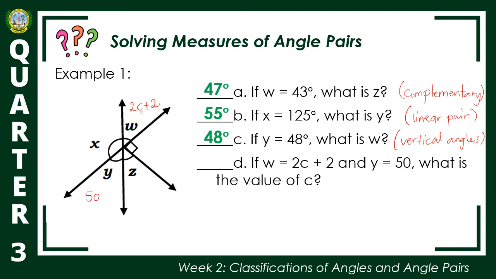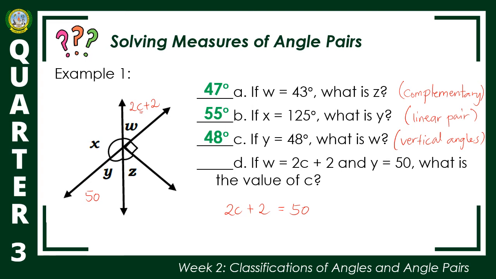So, how is that possible? Ang gagawin natin ay i-equate natin yung dalawa. 2C plus 2 is equal to 50. So, I hope naaalala nyo pa ang linear equation in one variable. So, meron tayong isang variable dito, yung nawawala, which is C. Isa-solve po natin ngayon yung equation na to para makuha natin yung C.